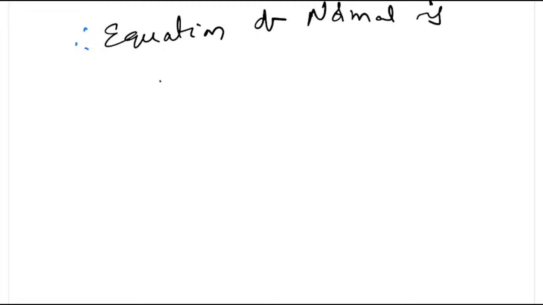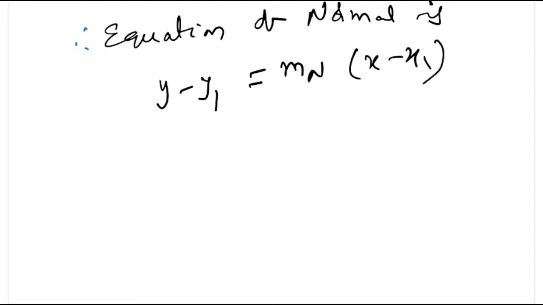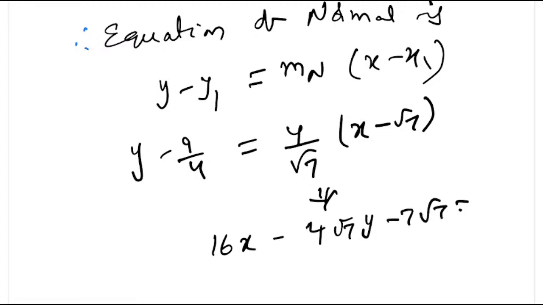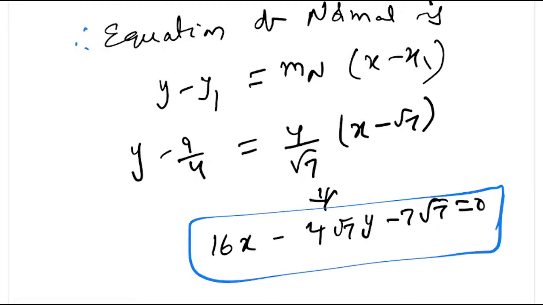So equation of normal is y minus y1 equal to m of normal into x minus x1. Put it, y minus 9 by 4 is equal to 4 by root 7 into x minus root 7. When I cut everything, I will get 16x minus 4 root 7y minus 7 root 7 equal to 0. I hope all of you are getting what I am saying. Have you got it, my dear students?